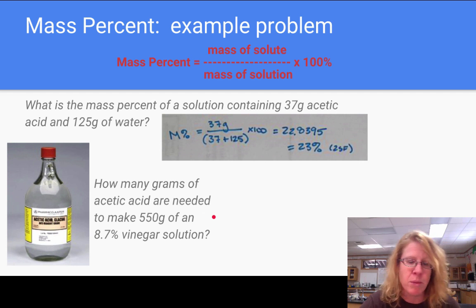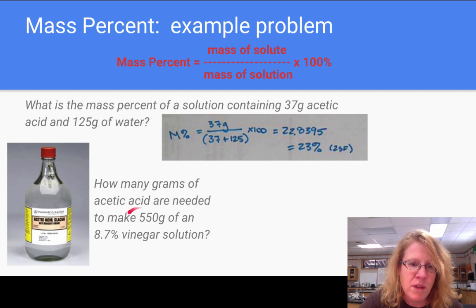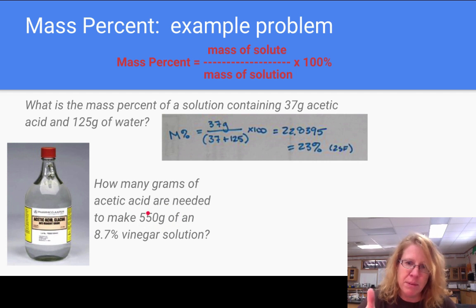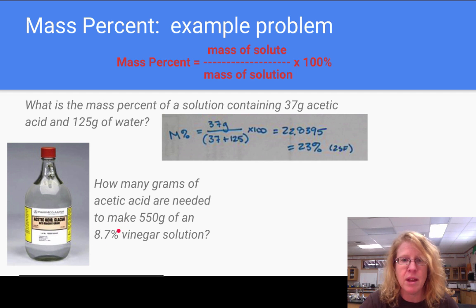Okay, let's take a look at the bottom one. Grams of acetic acid needed to make 550 grams of an 8.7% vinegar solution. So this 550 grams, is it mass percent, mass of solute, or mass of solution? If you kind of read between the lines here, this 550 grams is my solution. It's the total mass at the end that I need to make. This 8.7% here is my mass percent, so that's going to go on the left side of my equation.